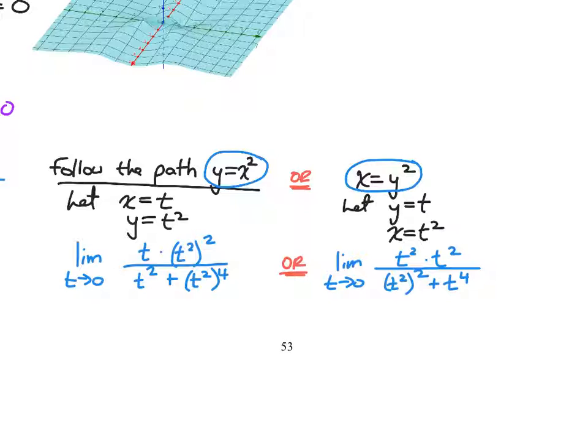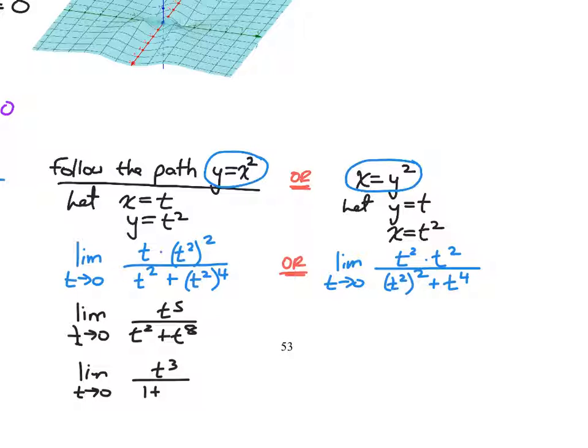So I'll clean them both up. Limit as t approaches 0. I'm going to have t to the fifth on top, t squared plus t to the eighth. Simplify. You get t cubed over 1 plus t to the sixth. And when you plug in, you get 0 again. You're like, no. But then for the other way, you're like, oh, that worked.